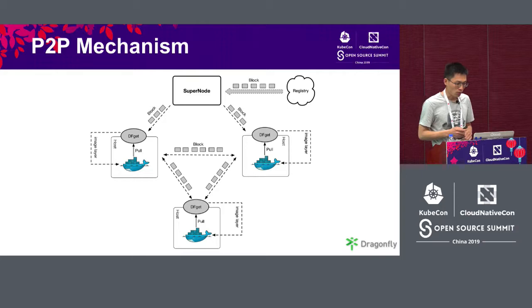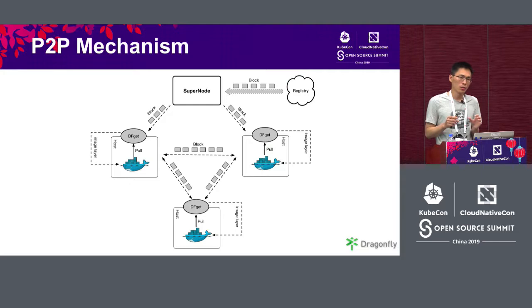When we download images, the pod will go to DFGET and then submit a request to Supernode, and Supernode will check whether there is an image file locally. Otherwise, it will download images from the registry to local. It is synced by block. When Supernode downloads a block, it will package the block and generate an overall block, and the overall block will be downloaded by the client. If one client downloads a block, the block can be shared with other clients so as to achieve P2P distribution.